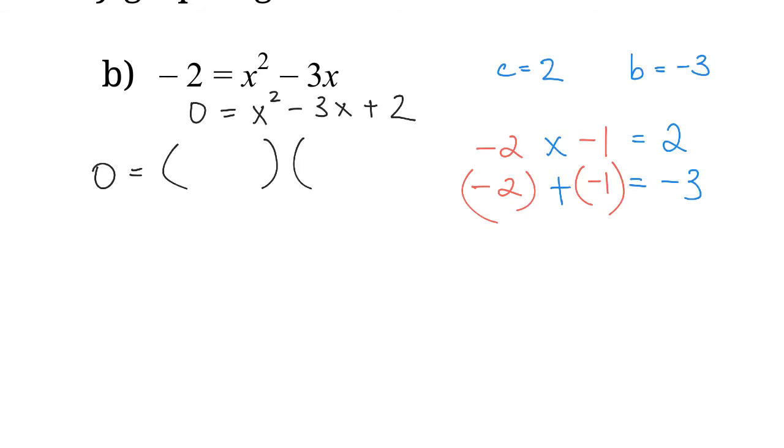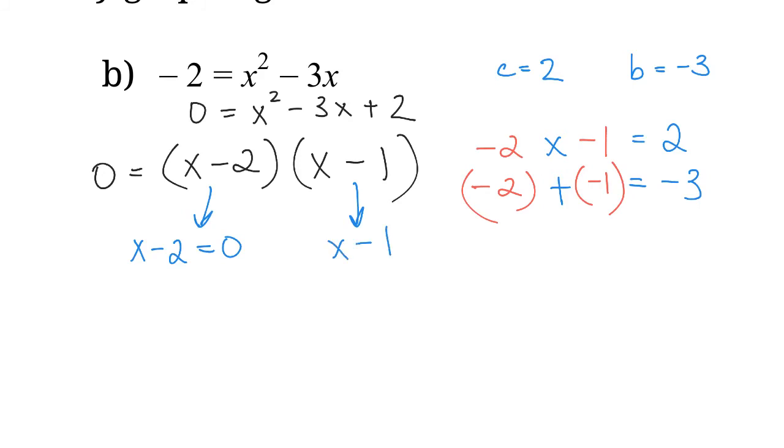Because we are using the shortcut sum and product method, all we need to do is set up 2 brackets. We're going to put an x in each bracket, and then our 2 magic numbers that we just came up with, we're going to transfer them into the brackets. So I can put negative 2 in one bracket and negative 1 in the second bracket. All right, and so that's our fully factored equation. We're now going to go ahead and solve for x. I'm going to take each of my factors and set them equal to 0. So one of my answers will be 2, and my other answer will be 1.